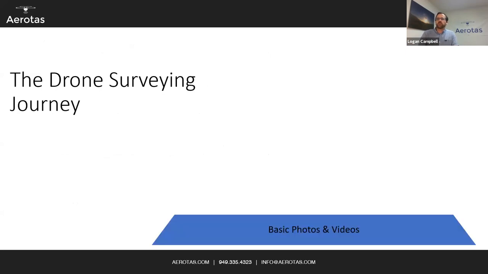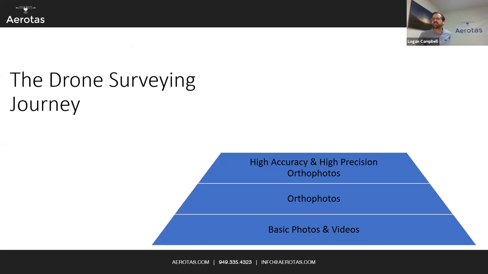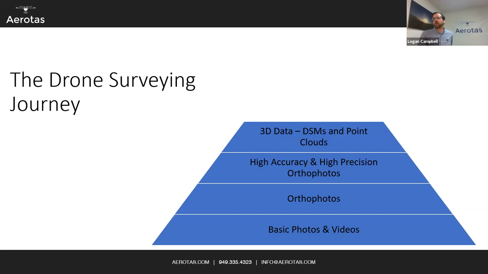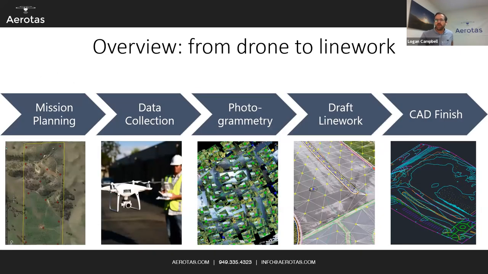We've talked about the drone surveying journey before. Start with basic photos and videos, just taking site pictures. You get your ortho photos and then high accuracy, high precision ortho photos. All of this is done in that first step that we call photogrammetry. Then you start working in 3D, your digital surface models, your point clouds, getting it into CAD drawings. That's the phase that we call line work drafting, and putting it all together into final survey deliverables and integrating it into a consistent workflow all comes in what we call the CAD finishing step. And I will go over all of that in much detail.